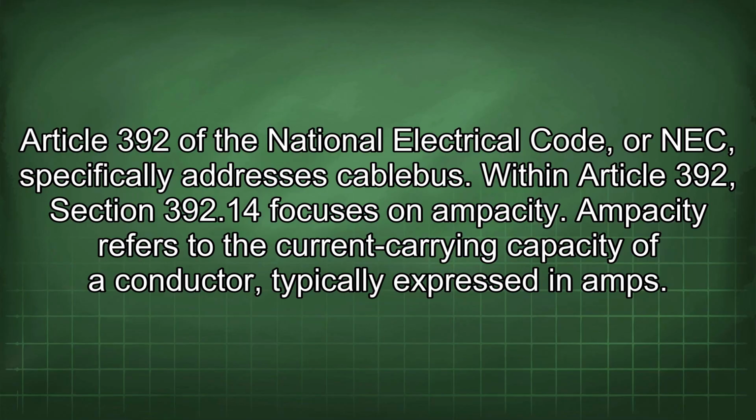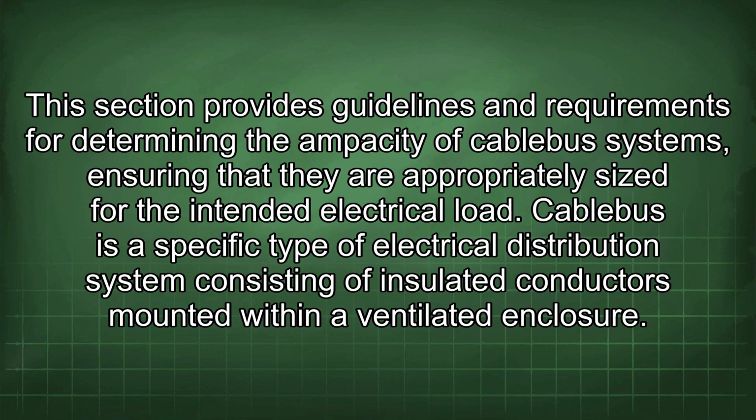Article 392 of the National Electrical Code, or NEC, specifically addresses cablebus. Within Article 392, Section 392.14 focuses on ampacity. Ampacity refers to the current carrying capacity of a conductor, typically expressed in amps. This section provides guidelines and requirements for determining the ampacity of cablebus systems, ensuring that they are appropriately sized for the intended electrical load.